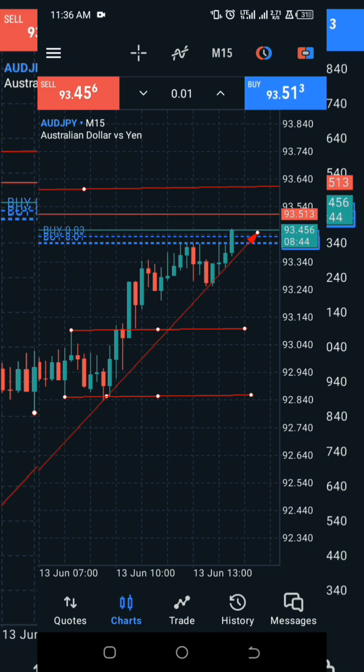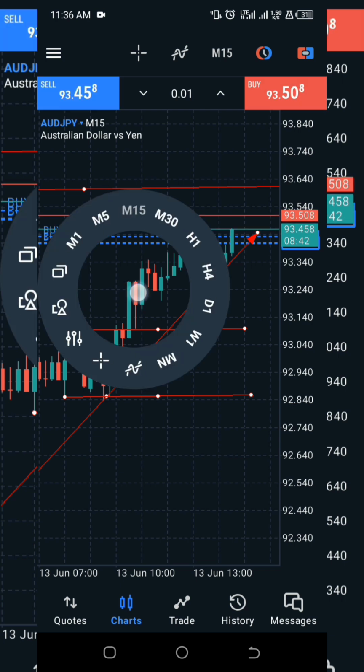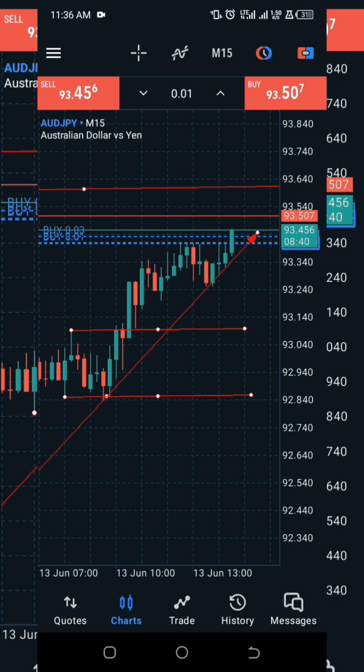And watch carefully. You can even put your stop loss below the candlestick, right? But sometimes the spread comes and takes you out. So I'll teach you another one.